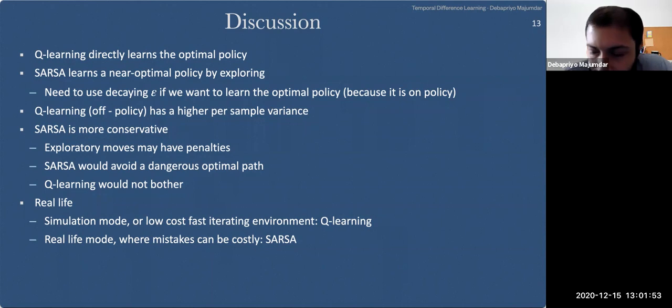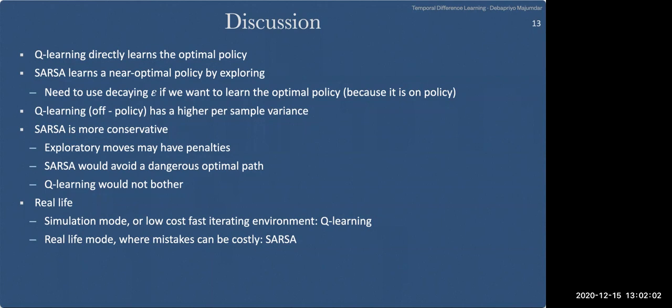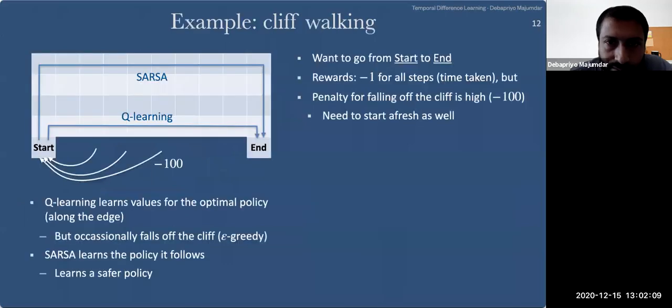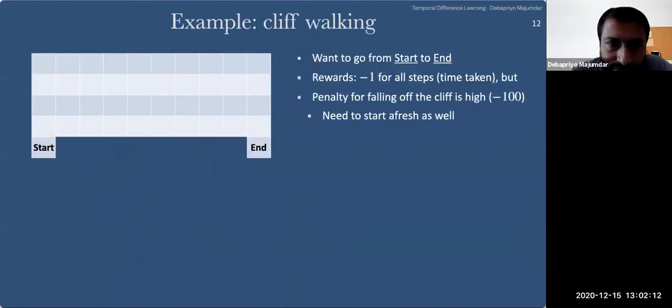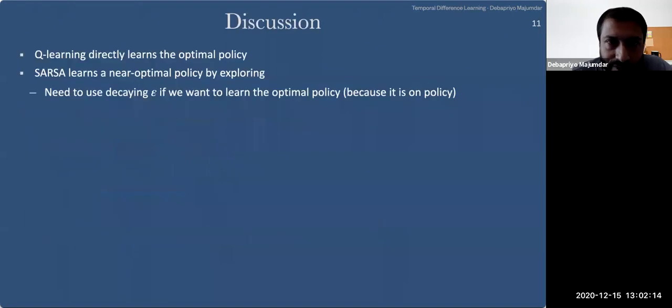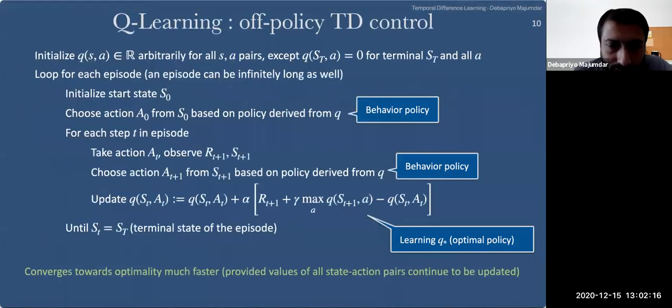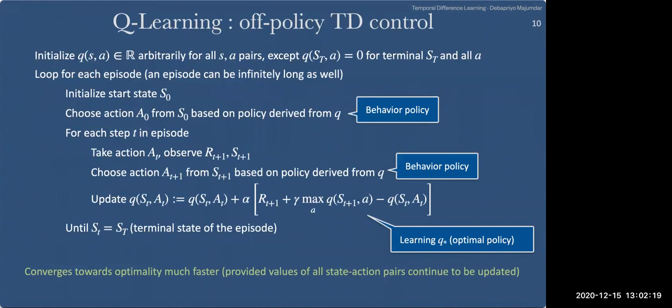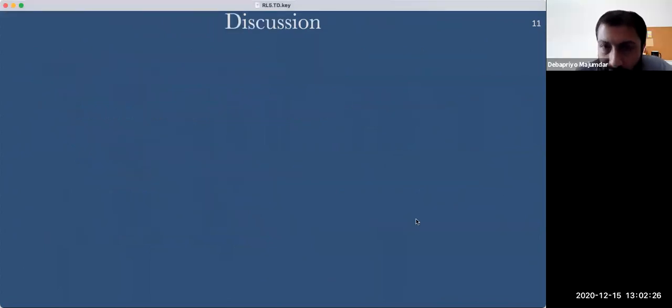Okay, so any question at this point? Sir, here, how are we going to select the next action for the state t plus 1? For Q learning? Yes. We can select the action based on whatever policy we are following. Okay. And that policy is going to be updated after the episode? The policy is going to be updated.